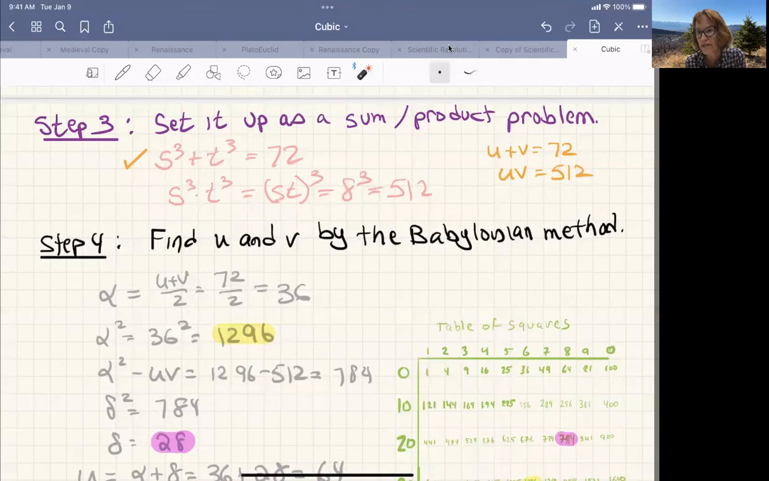Now we're going to make yet another substitution. So here we have the sum of two numbers is 72, where the first number is s cubed and the second number is t cubed. So s cubed will be u and t cubed will be v. And then what is u times v? It's u times v is 512. When we make that substitution, the substitution being that u is s cubed and v is t cubed.